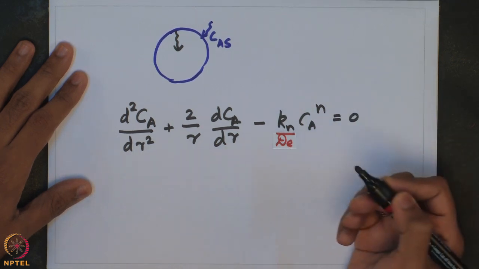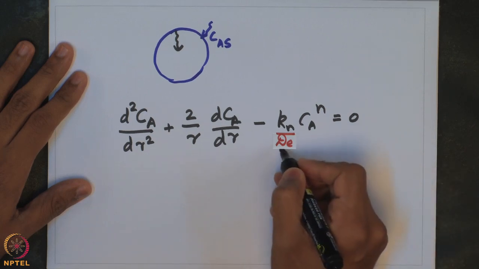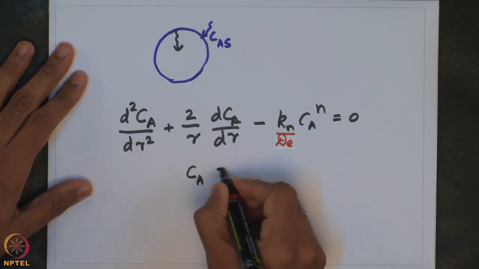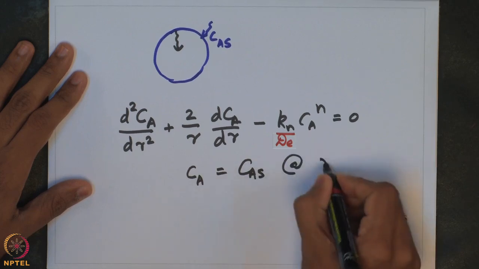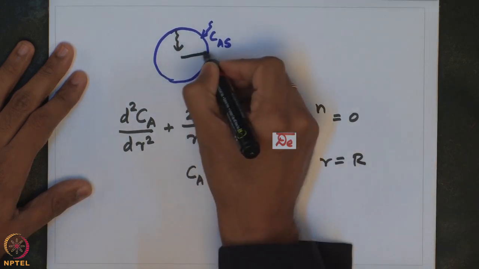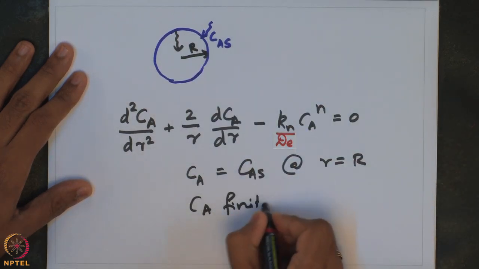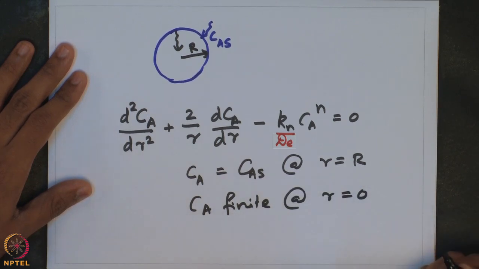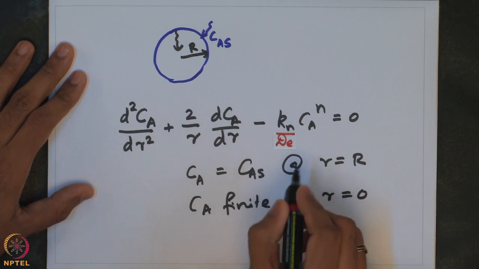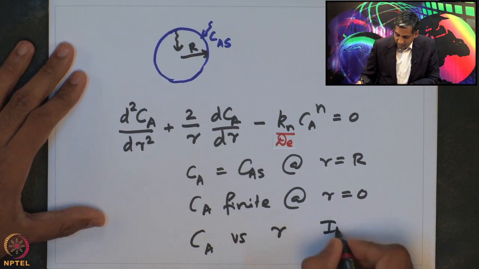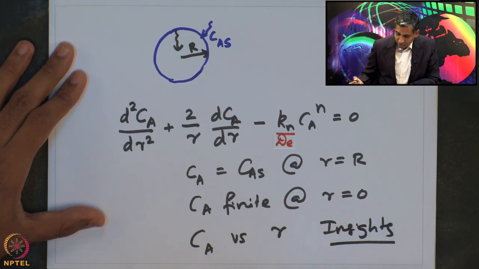where Kn takes care of the surface area which is available for the reaction, density of catalyst, and so forth, and the boundary conditions being Ca equal to Cas at r equal to capital R, where capital R is the radius of the pellet that we considered, and Ca is finite at r equal to 0. So, what we will do now is we will solve this equation and then find out what Ca versus r is, and what kind of insights we can get about the diffusion process by looking at the profile of concentration versus position inside the pellet.